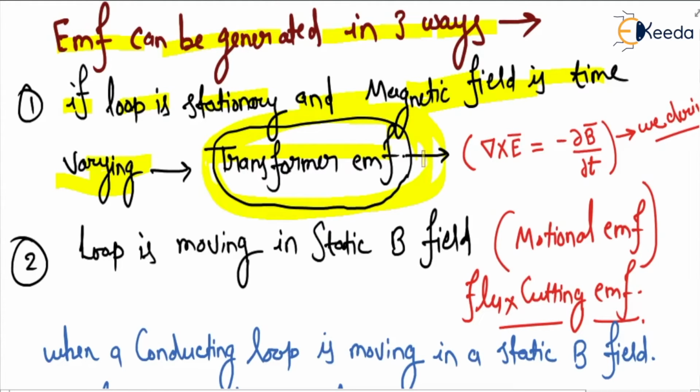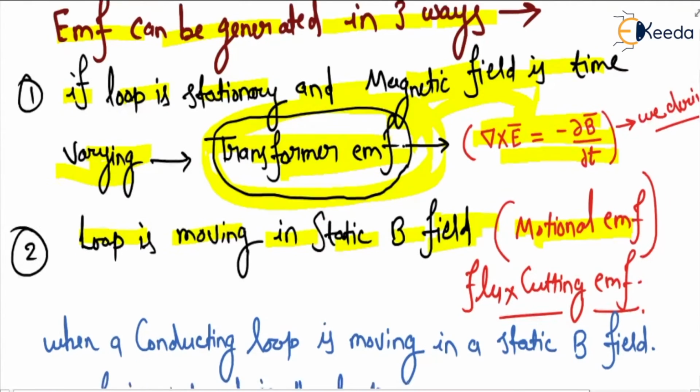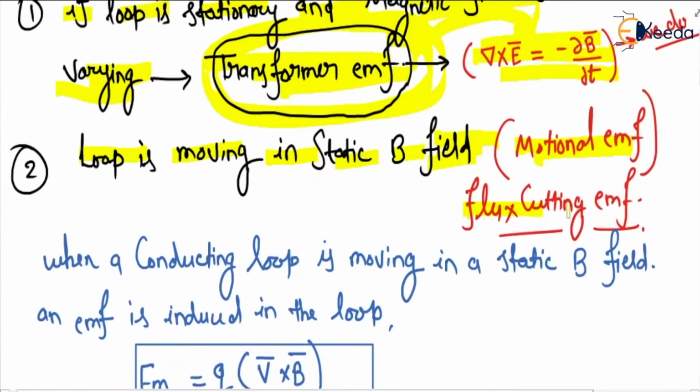And what we studied about Faraday's law, and we derived this Maxwell equation, this is also the transformer EMF. The second case is when the loop is moving in a static or constant magnetic field. Such kind of EMF is called motional EMF, and it is also called flux cutting EMF.